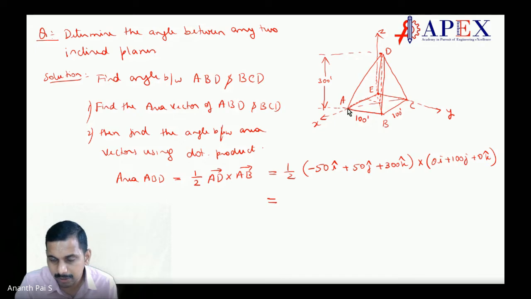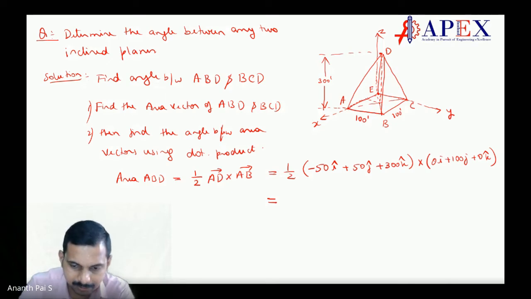What about this A to B? A and B both have the same x coordinates, correct? A and B both have the same z coordinates. So we need not move in x and z. That's why it's 0 and 0. But the y coordinates vary by how much? 100. From here to here, we have to go in the positive y direction by 100. So it is 0I plus 100J plus 0K. Make sense? Yes, very good.